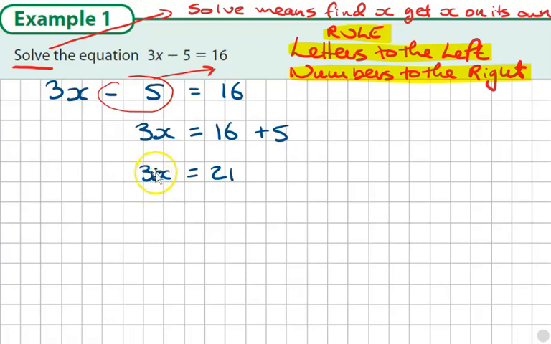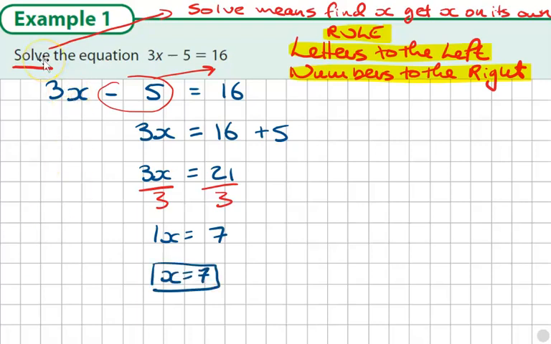If I want to get the x on its own, I need to divide by 3. And what I do to the left, I do to the right. What I do to the right, I do to the left. So I'm going to divide both sides by 3. Dividing by 3 on the left technically gets me 1, so 3 divided by 3 is 1. So I have 1x, and 21 divided by 3 is 7. So I have 1x is equal to 7, and 1x is the same thing as x.